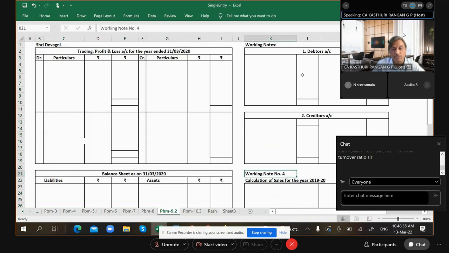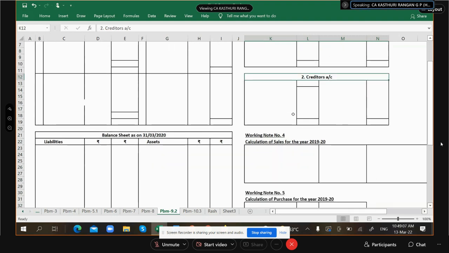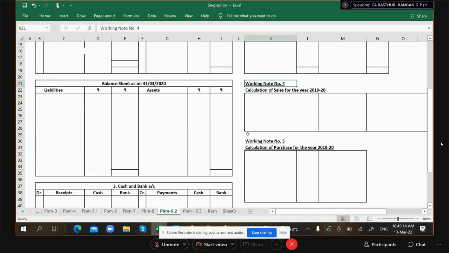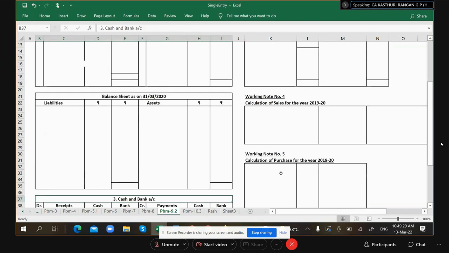Followed by working notes. What are the working notes? Opening balance sheet not required because it's already given. So we prepare debtors account, creditors account. Since the profit as a percentage is given, you have to find the sales. For that, working note number 4. Purchase also, we have to find out by a different method in this problem. So a working note for that also is required. And of course, as usual, we have to prepare the cash and bank account.